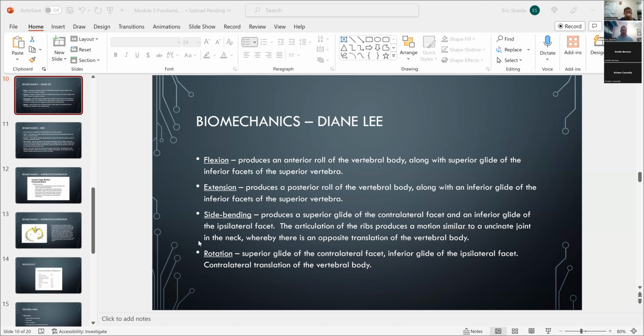Rotation, I don't think I even mentioned it, but very similar to side bending, we'll get a superior glide of the opposite side facet, right? So superior, anterior, and lateral, and then inferior, medial, and posterior on the ipsilateral side. And we're still going to get that opposite side translation of the vertebral body relative to the articulations with the ribs.